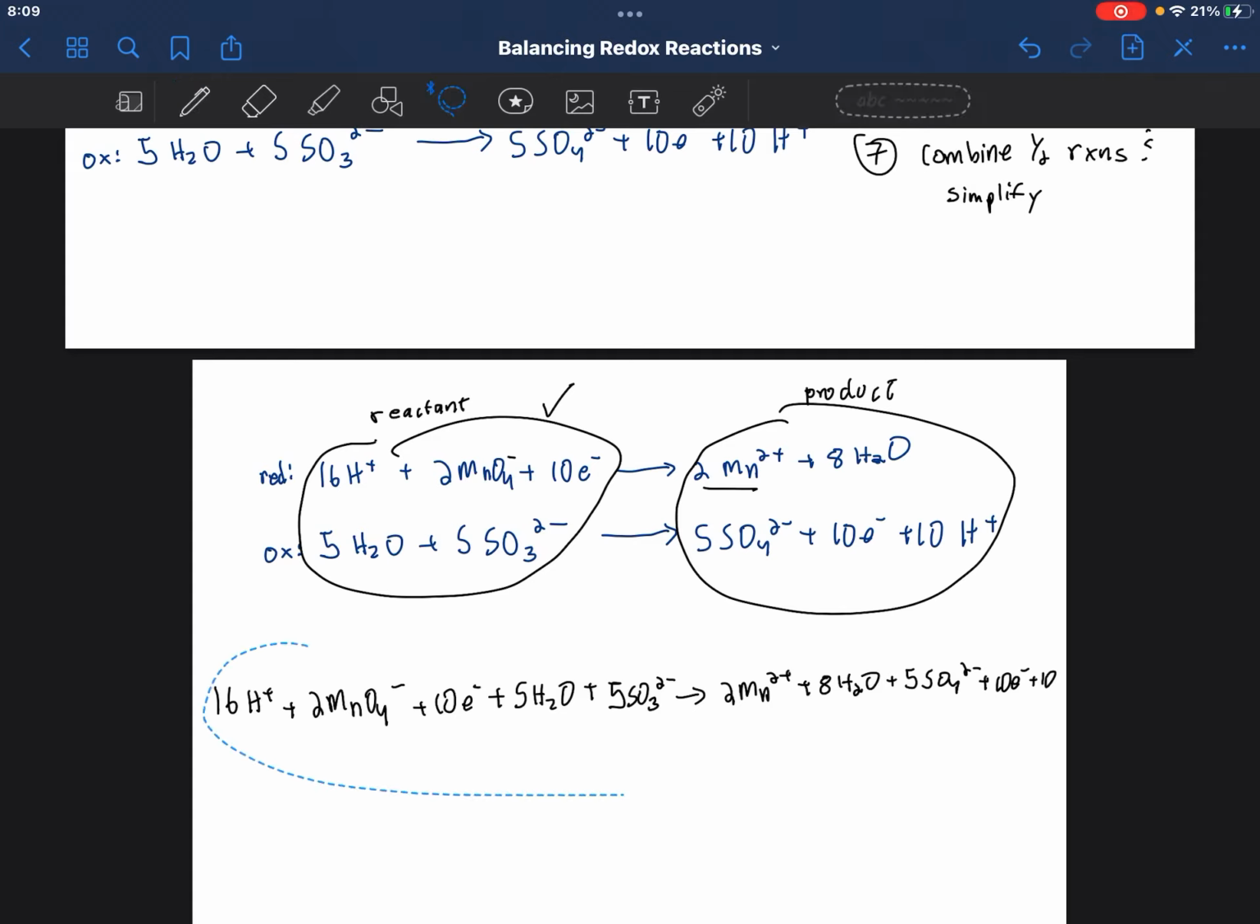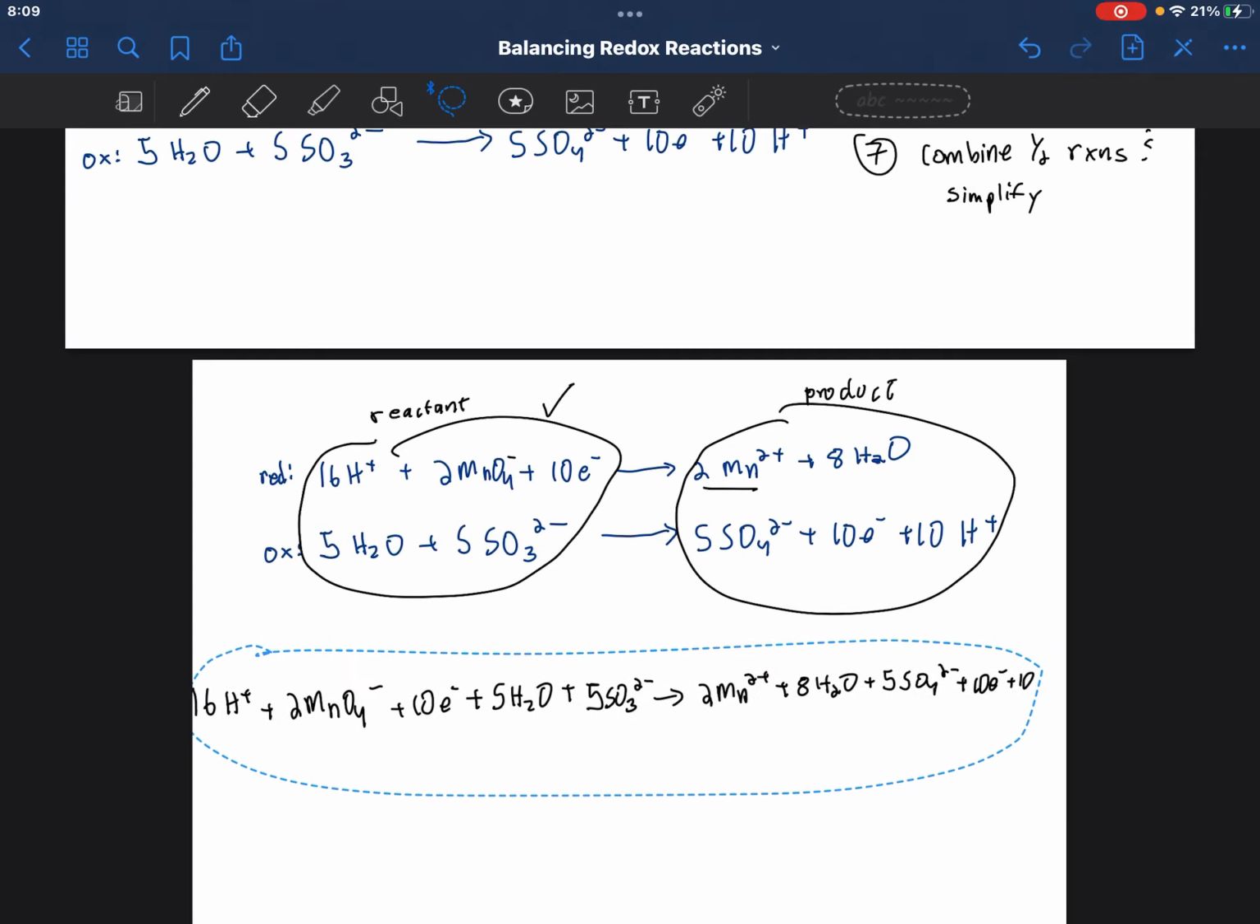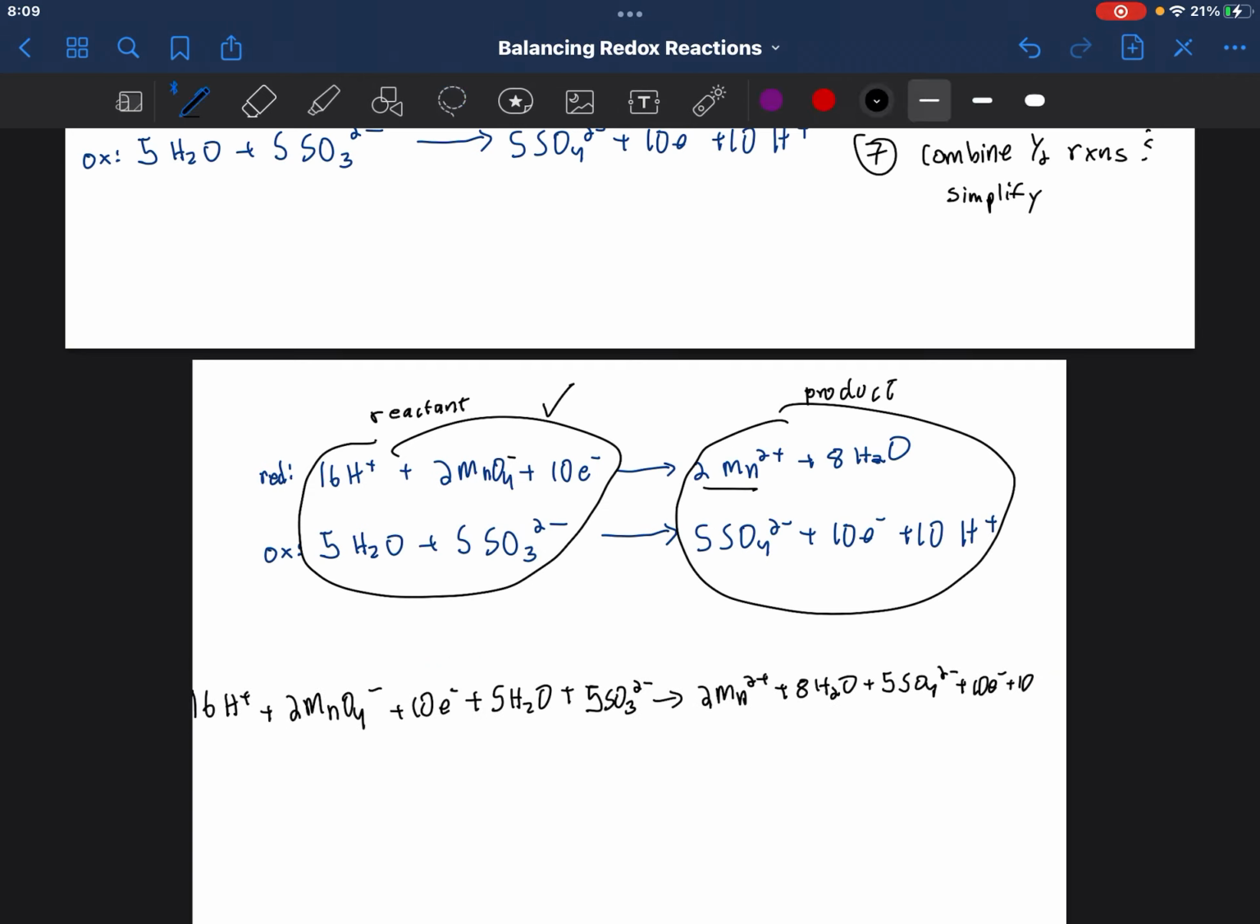Trying to make everything fit. My handwriting got smaller and smaller. Okay, great. So now I'm almost done. I just need to cancel. I see 10 electrons on the left, 10 electrons on the right. Those cancel out. I see 5 waters here and 8 waters here. So 5 waters cancel with 5 of these water molecules. I have 3 left over, so this now becomes 3H2O.